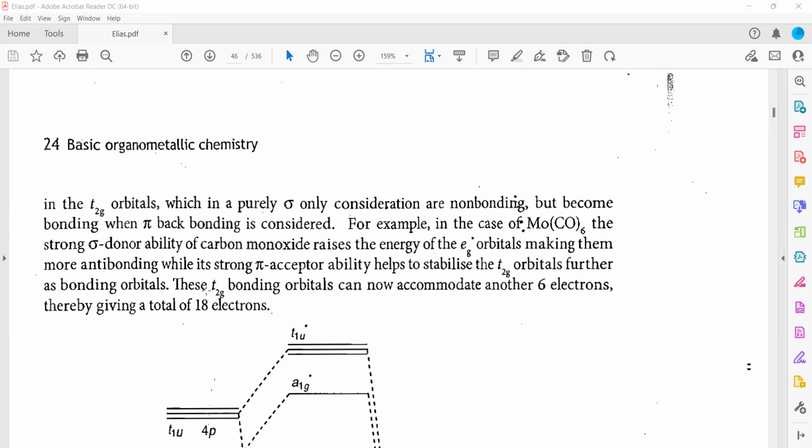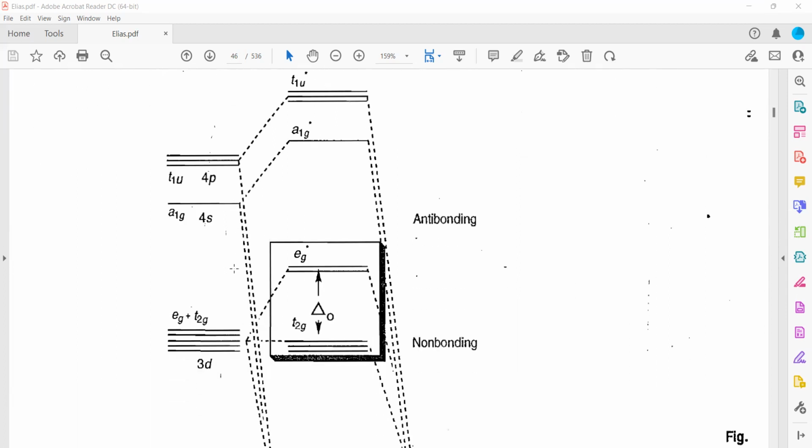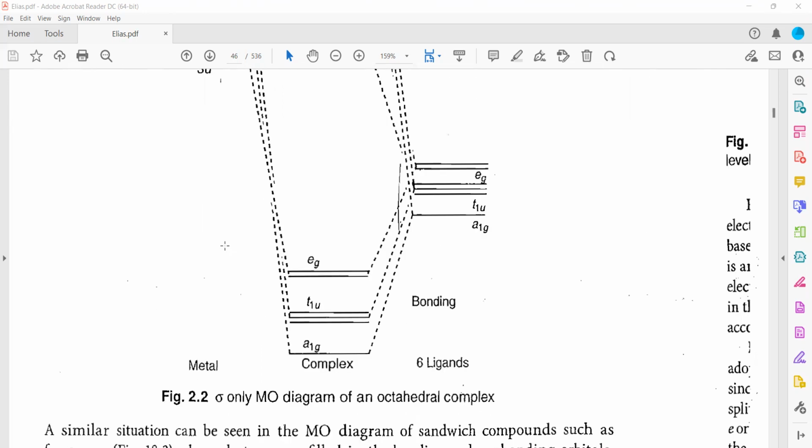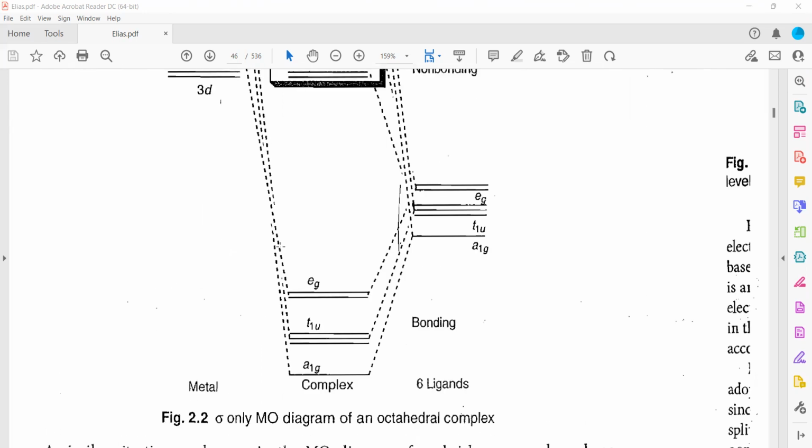The strong sigma donating ability of carbon monoxide raises the energy of the eg star orbitals, making them more anti-bonding, while its strong pi acceptor ability helps to stabilize the T2g orbitals further as bonding orbitals. These T2g orbitals can now accommodate another 6 electrons, thereby making a total of 18 electrons. So this is the molecular orbital diagram for sigma-only ligands, so these ligands are sigma donors. But only if there are pi acceptors can it fulfill the 18 electron rule, and complexes that have pi acceptor ligands fulfill the 18 electron rule wonderfully.